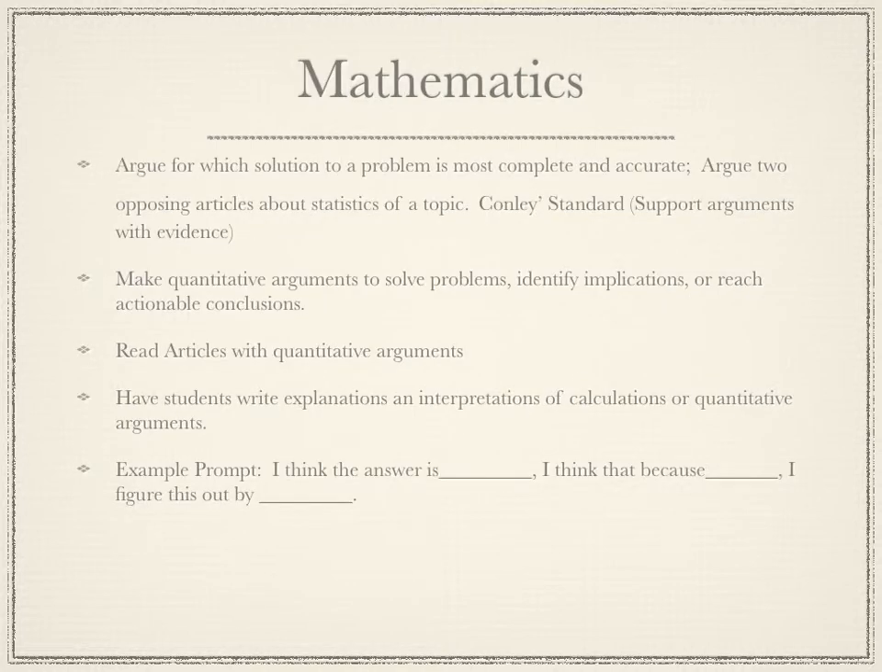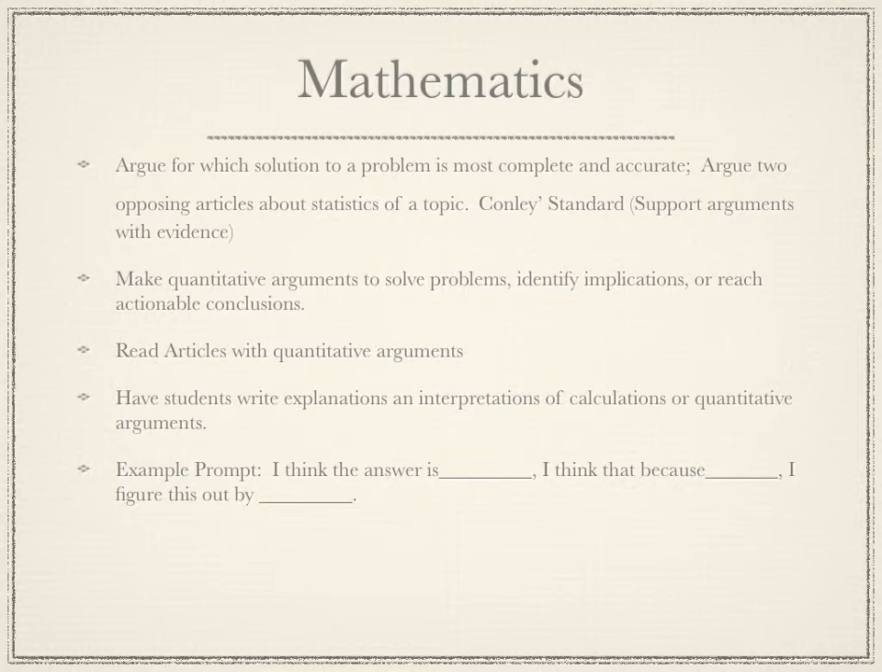In mathematics, here are some skills and ways that we could use Conley's intellectual standards in mathematics. To argue for which solution to a problem is most complete and accurate. Argue two opposing articles about statistics. Make quantitative arguments to solve problems, identify implementations, or reach actionable conclusions. To read articles with quantitative arguments. We could have students write explanations and interpretations of calculations or quantitative arguments.